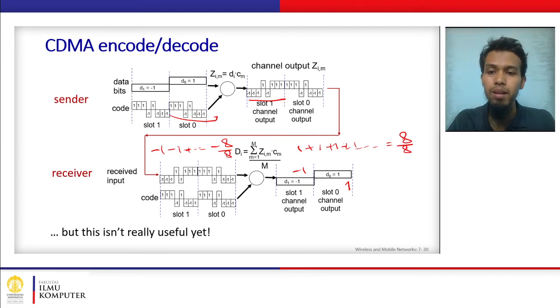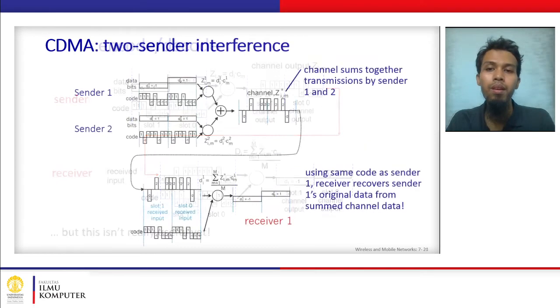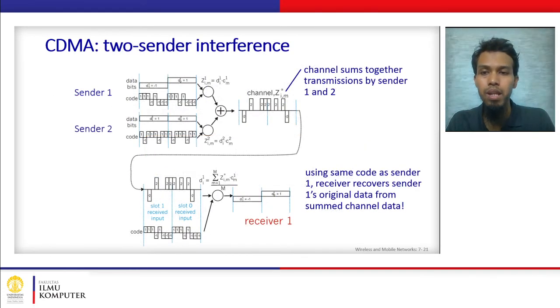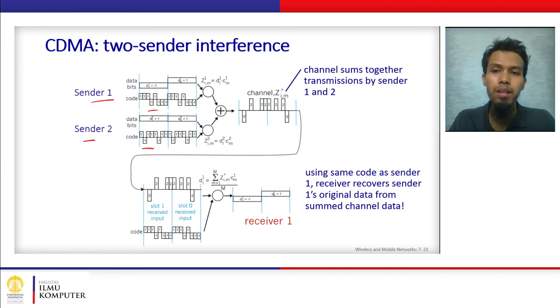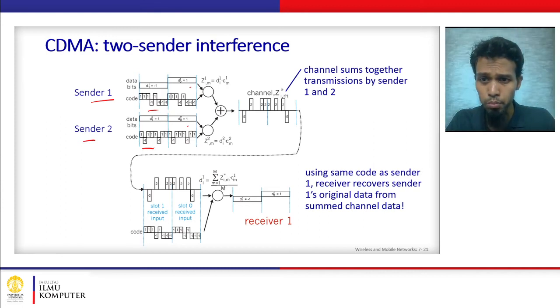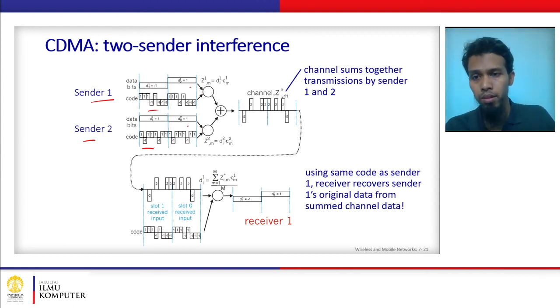But this is not really useful yet, because we are still using only one user. Now let's take another example where we have two senders, each with a different chipping sequence, and I assume that they are orthogonal to each other, and they send different data. In slot 0, both send 1 and 1, and in slot 1, sender 1 sends minus 1 and sender 2 sends 1.